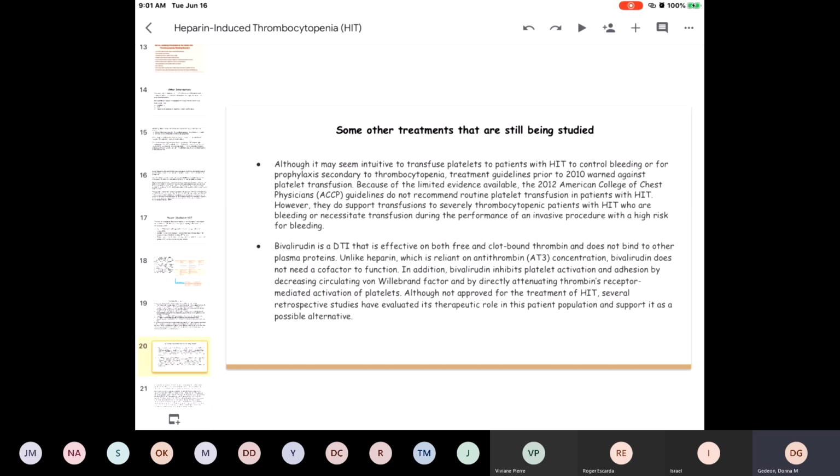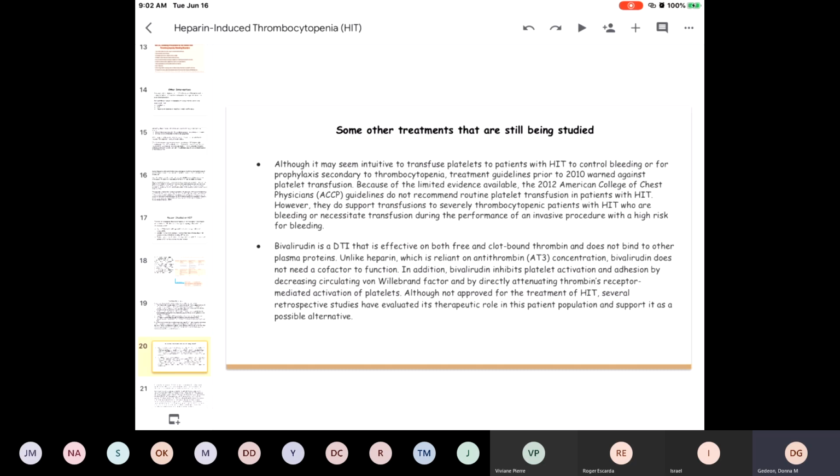A drug that's still being tested but not approved yet is bivalirudin, which is a DTI that affects both free and clot-bound thrombin and does not bind with other plasma proteins. And unlike heparin, which is reliant on antithrombin concentration, bivalirudin does not need a cofactor to function.